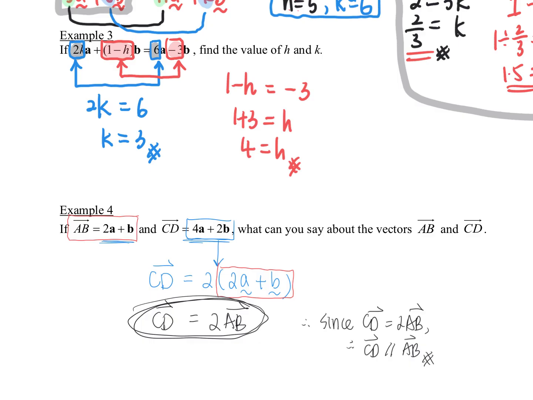Because they share one common point, B. So the B must be together. So since they share common point B, they're collinear. So this one got no common point, so they must be separate lines. This one also got ratio, so they are parallel only.